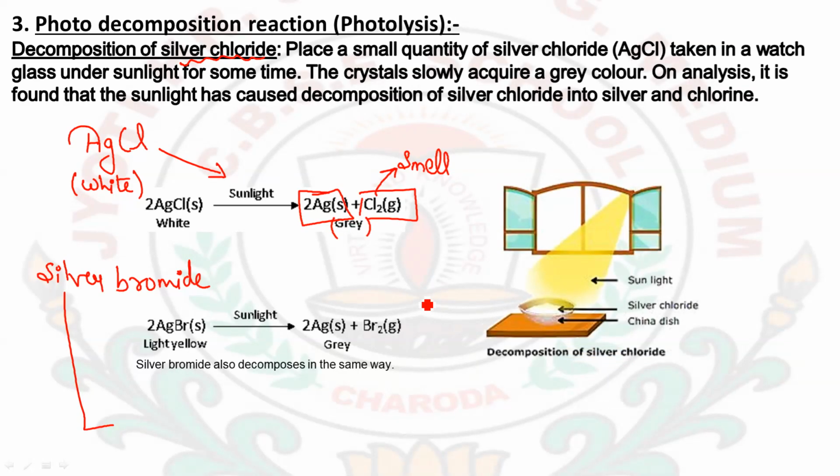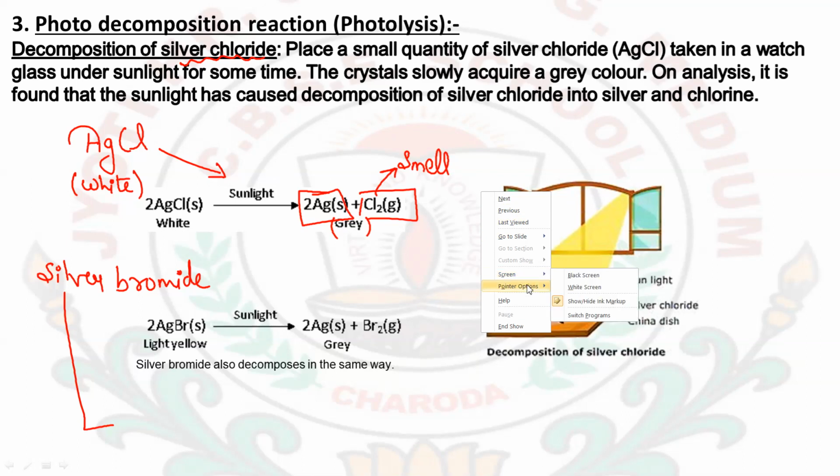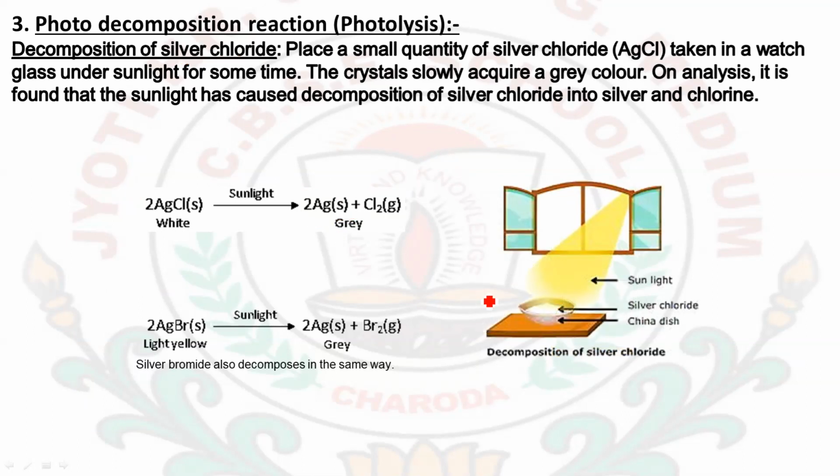So these are some of the different types of decomposition reactions which we have discussed here. In the next class, we are going to discuss the next two types of reactions, which are the displacement reaction and the redox reaction.